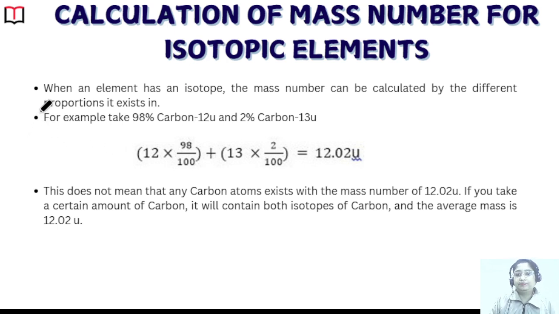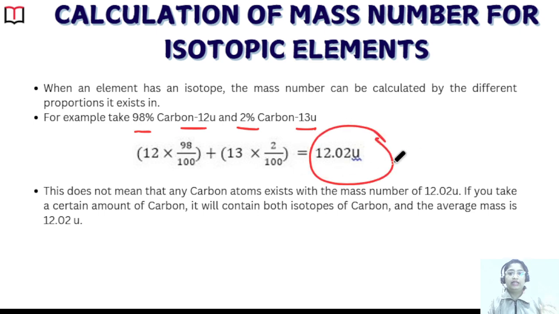This is the method. Suppose we are only considering carbon 12 and carbon 13. So we know that 98% carbon 12 is present in nature, and only 2% is carbon 13. Okay, so we will calculate it like this: 12 times 98 upon 100 plus 13 times 2 upon 100. Whatever the result is, that will be your mass. Okay, I hope this is clear to all of you.